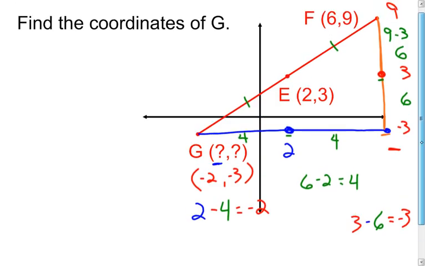And again, you could check that work. Take your x values at F and G, add them together, divide by 2. Take your y values at F and G, add them together, divide by 2. And it'll come out to be 2, 3.